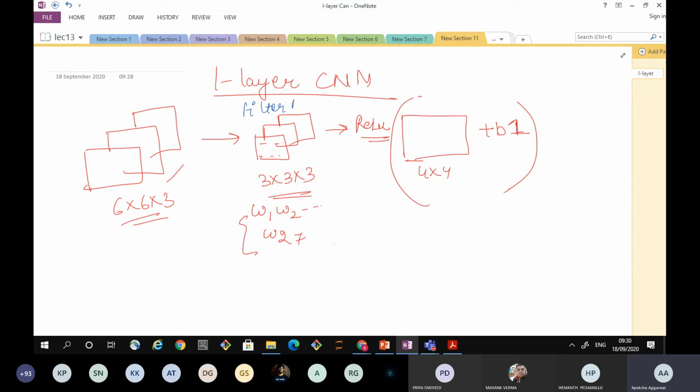Filter 1. So let's say this filter is for extracting the horizontal edges. Now I want to do multiple things. So I will apply another filter, which is again a 3x3x3 filter, which is filter 2. So I will learn weights for this as well. So this is W1, W2 up to W27.